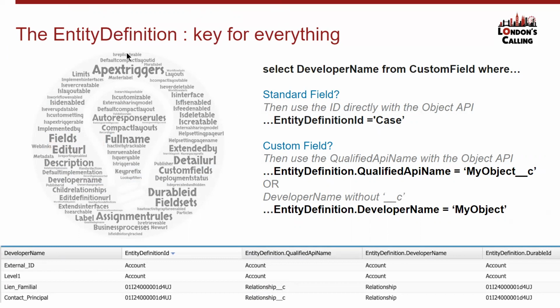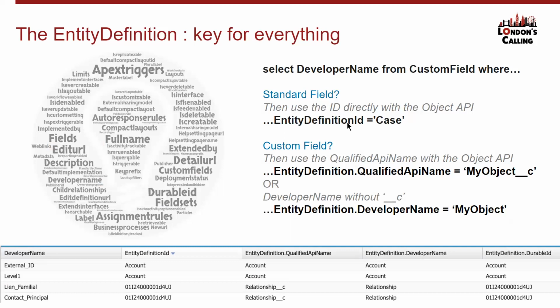When you work with the entity definition, there are different fields you have to know. The first one is the entity definition ID. It's the ID of your custom object or the ID of the standard object.